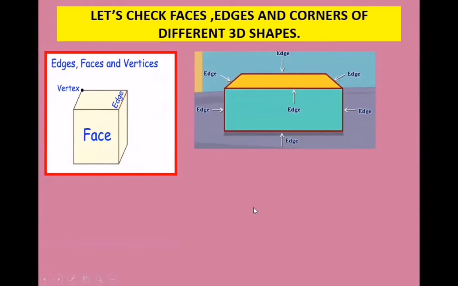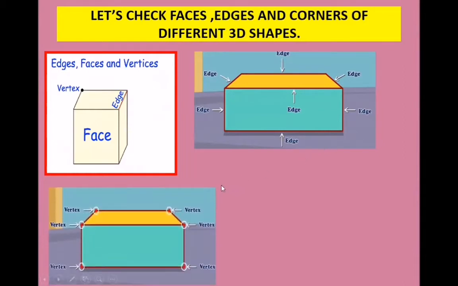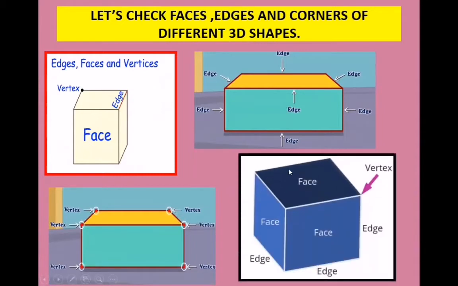The flat surfaces around the object are its faces. The meeting lines of faces are the edges, and the point or the corner where edges meet is called the vertex, or vertices. These are the different examples of faces, edges, and vertices.